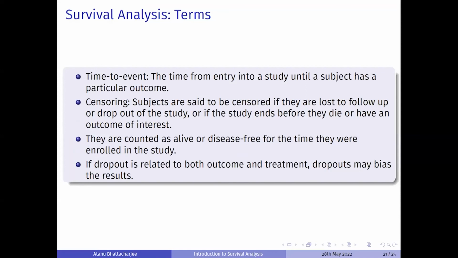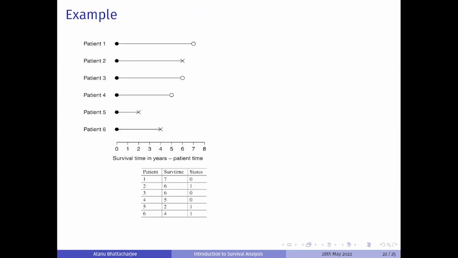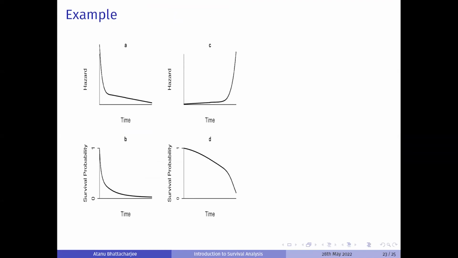Censoring: subjects are said to be censored if they are lost to follow-up or drop out of the study. Censored subjects are counted as alive or disease-free for the time they are enrolled in the study. If the dropout is related to both outcome and treatment, dropout may bias the result. So these are quite useful terminologies in the survival analysis context. The kinds of methods I already mentioned over here.